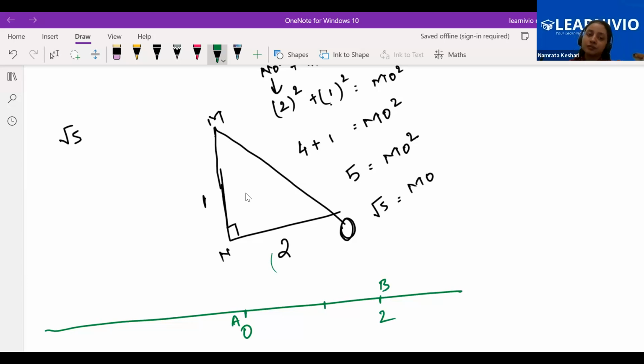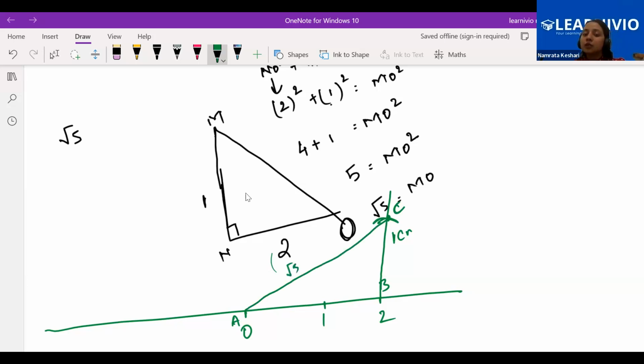Yes or no? From A to B it is 2 centimeter. Yes or no? If you are drawing a number line. Now on B you have to drop a perpendicular. And there you have to maintain 1 centimeter. Let's say this is point C. If you join A with C, that will be root 5.